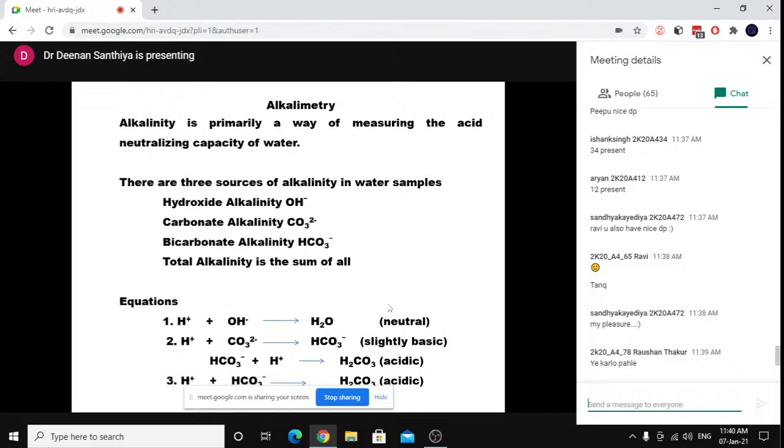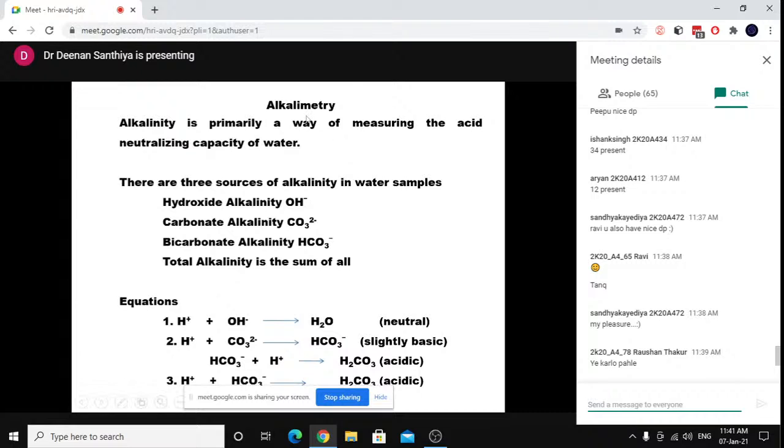If you take acid-base titration, there are two things: alkalimetry and acidimetry. What is alkalimetry? Alkalimetry is primarily a way of measuring the acid neutralizing capacity of water. You have done this experiment, your third experiment in the practical. How will you define alkalinity? Alkalinity is primarily a way of measuring the acid neutralizing capacity of water.